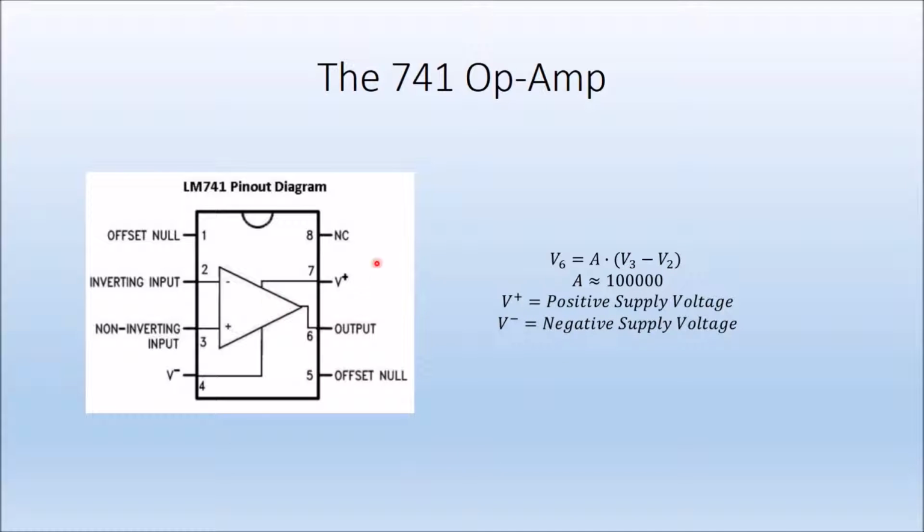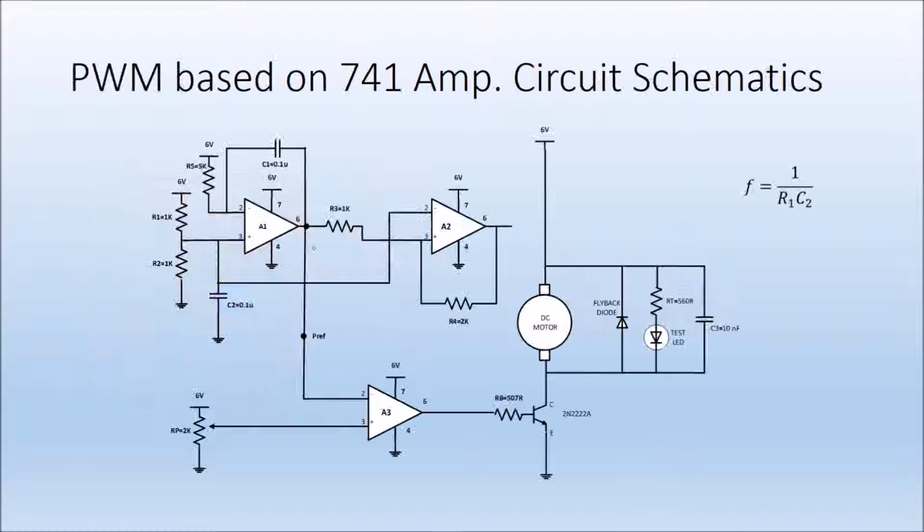But the power of this op-amp is that you can generate circuits that can do all kinds of things. You can integrate, you can differentiate signals, you can add signals, you can amplify signals, and so on. For pulse width modulation, this is the 741. So we have here the motor stage with the transistor, and we use 3 op-amps.